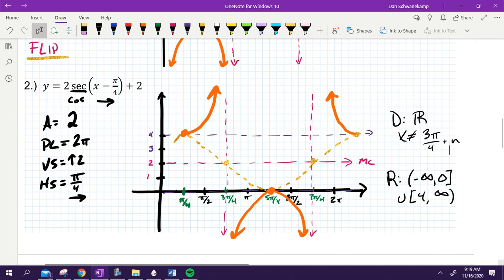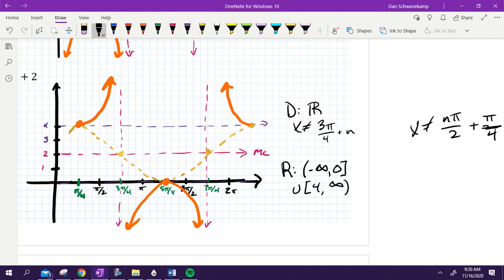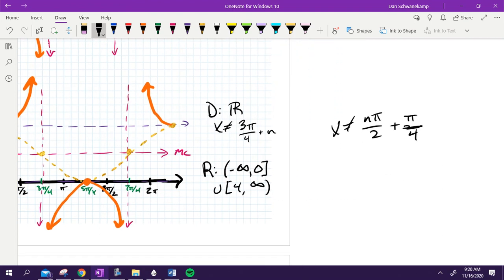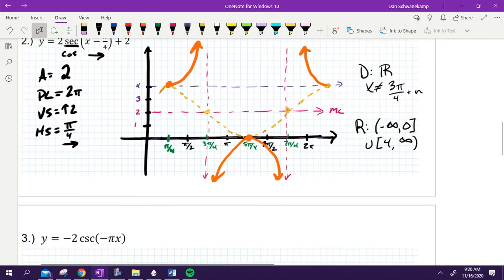It's funky, okay? There's going to be some times when you do that and you don't like it very much. My suggestion on my notes that I had written down was this. X cannot be n pi over 2 plus pi over 4. So basically, normally it was going to happen right here, but we need to shift it to the right pi over 4. And then it was going to happen right here, but I need to shift it right pi over 4. There's lots of different ways of doing it. You just kind of got to figure out which one makes sense to you and then go from there. Kind of funky, but we'll get better at that. That's not the most important part in this chapter. Questions there?